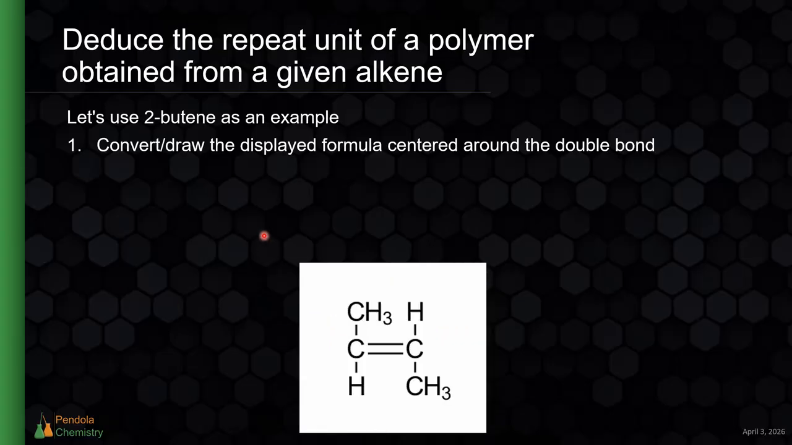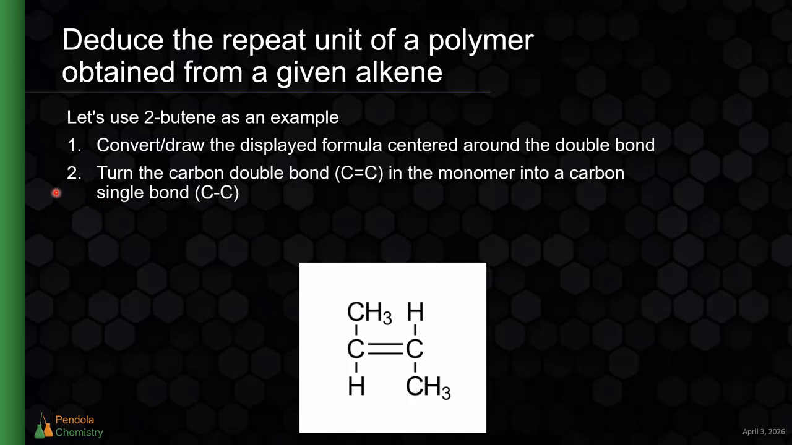So we would redraw that as a trans isomer, the carbon double bond, with a hydrogen and a CH3 on one carbon, hydrogen and CH3 on the other, with the CH3s across from each other. That's our first step to drawing the repeat unit. The second step to drawing the repeat unit will be to turn the double bond in the monomer into a single bond. Why? Because during polymerization, during addition polymerization, the pi bond in the double bond breaks.